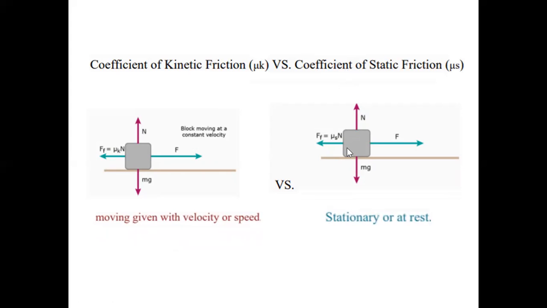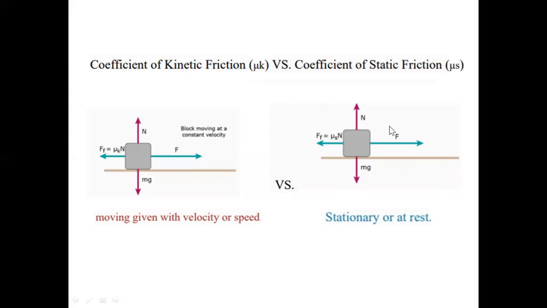Now, the coefficient of static friction is used when the block is stationary or at rest. For the coefficient of kinetic friction, we're going to use this when the block is moving with a velocity or speed. And for the coefficient of static friction, we're going to use mu s when the block is stationary or at rest. Now, to calculate the frictional force, this is equal to mu s times the normal force.